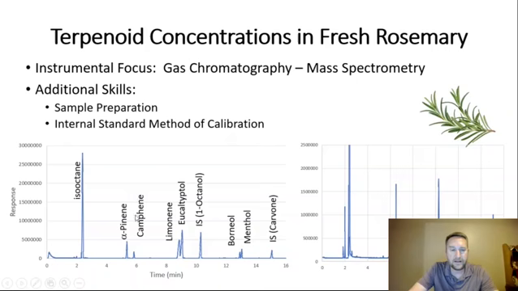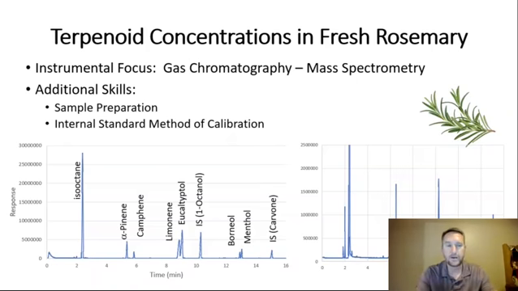And you can see the series of terpenoids that we examined in the rosemary. These are typically found in rosemary. You'll find the rosemary extract over here. And I do want to point out, if we look at this little guy right here, and this one right here, those were internal standards that the students used as their mechanism for calibration and quantitation.